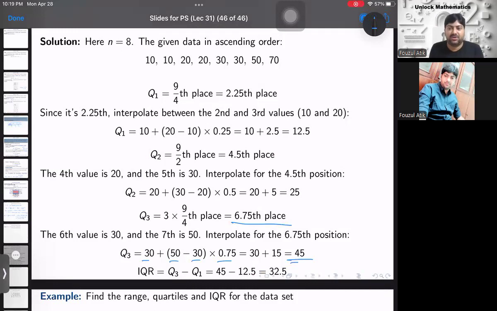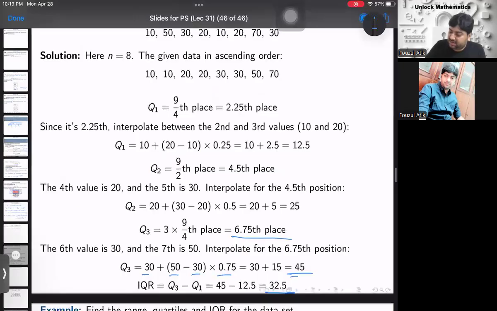Right? And then the question was, what is the IQR interquartile range? It is Q3 minus Q1. So it is 32.5. Right? So your data was in order. Now you said that 12.5 is where? Somewhere here. Right? And next value is 25 is where? Somewhere here. And 32.5 is where? Somewhere very close to here.